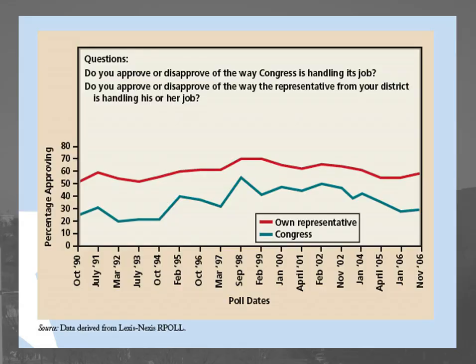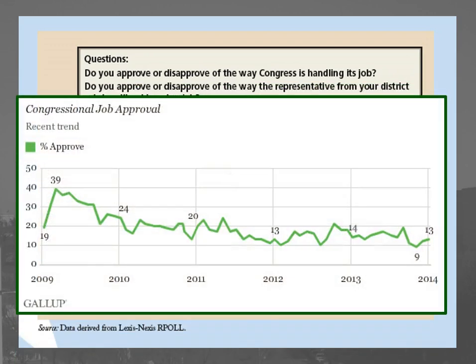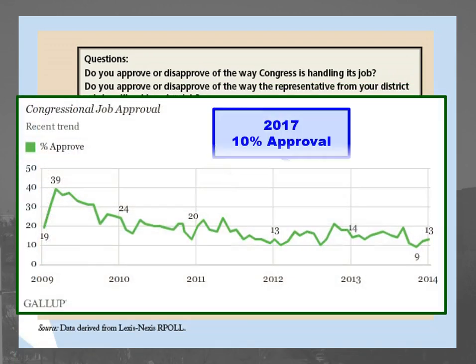Now, when we look at the approval rating statistics for Congress, they don't look so great. The overall approval rating for your individual member of Congress is usually somewhere between 50 and 80%, but the approval rating for Congress as a whole is usually somewhere between 10 and 30%. In fact, it got really, really bad in the last 10 years or so. The approval rating for Congress in 2017 is about 10%. That means 90% of people don't like Congress and don't like the job that they're doing.